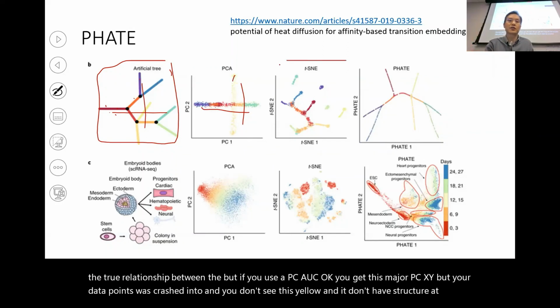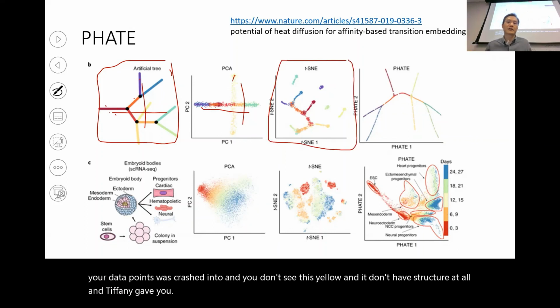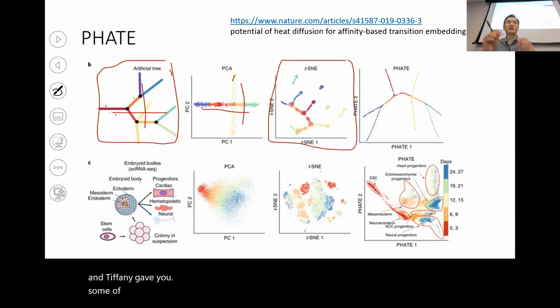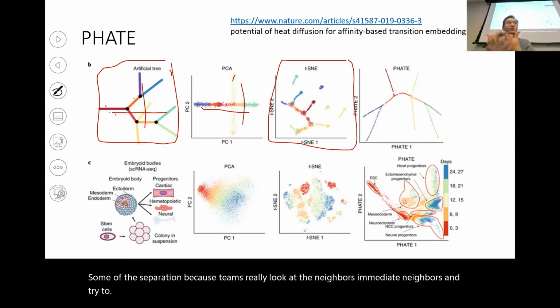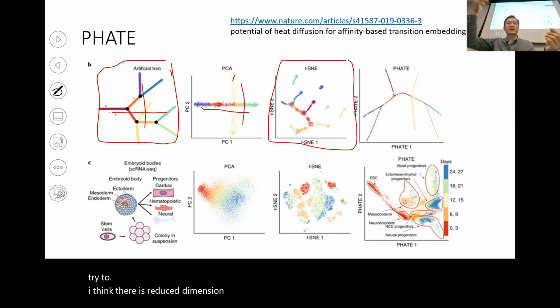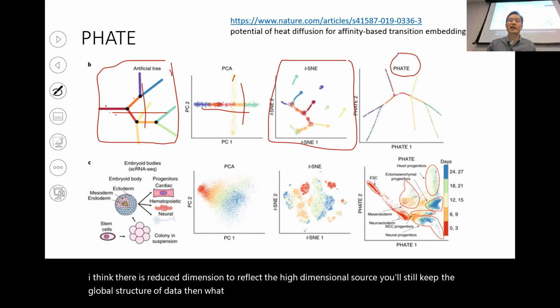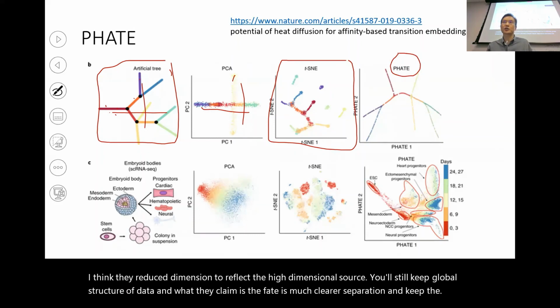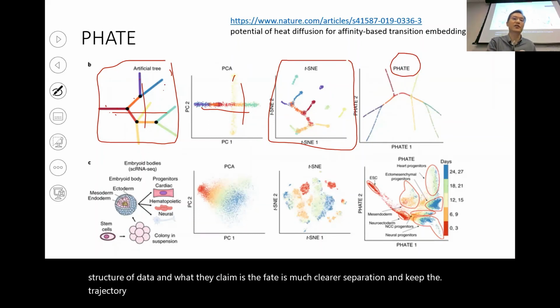And the T-SNE gave you some of the separation because T-SNE really looks at the neighbors, immediate neighbors, and tries, at the reduced dimension, to reflect the high dimensional. So you still keep the global structure of data. And what they claim is the PHATE has a much clearer separation, and they keep the trajectory they designed for.